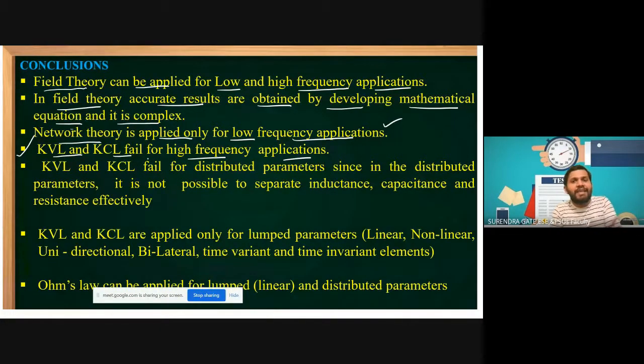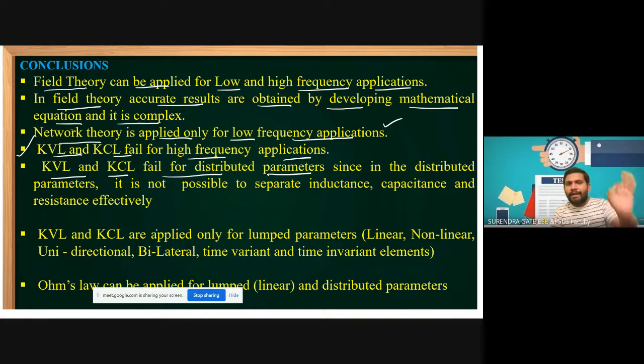That's why KCL and KVL are also applicable for low frequency applications only. They are not applicable for high frequency applications. Next, final conclusion points. KCL and KVL, that is KVL and KCL, fail for distributed parameters.